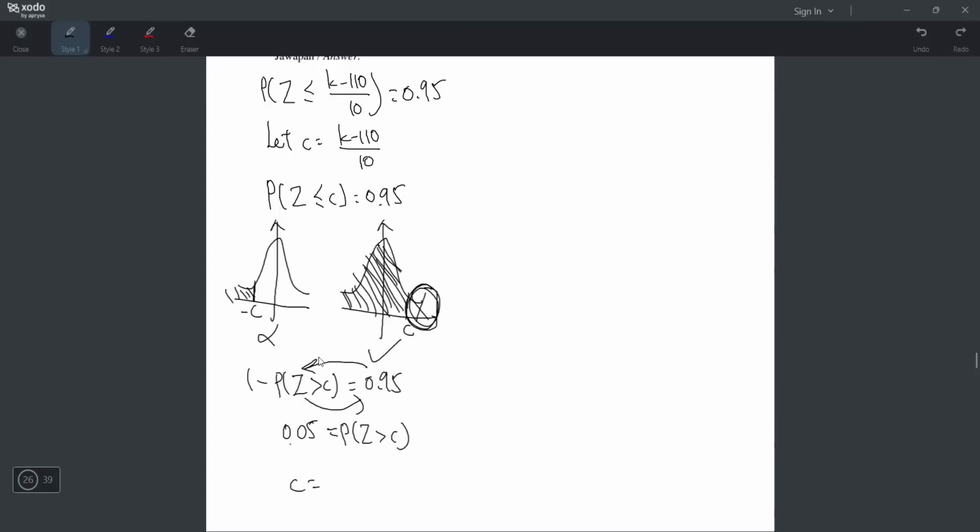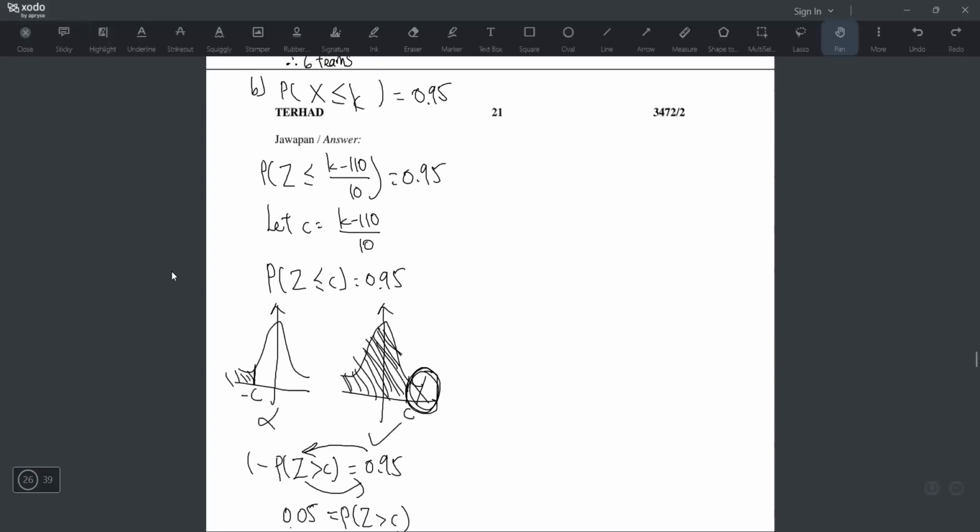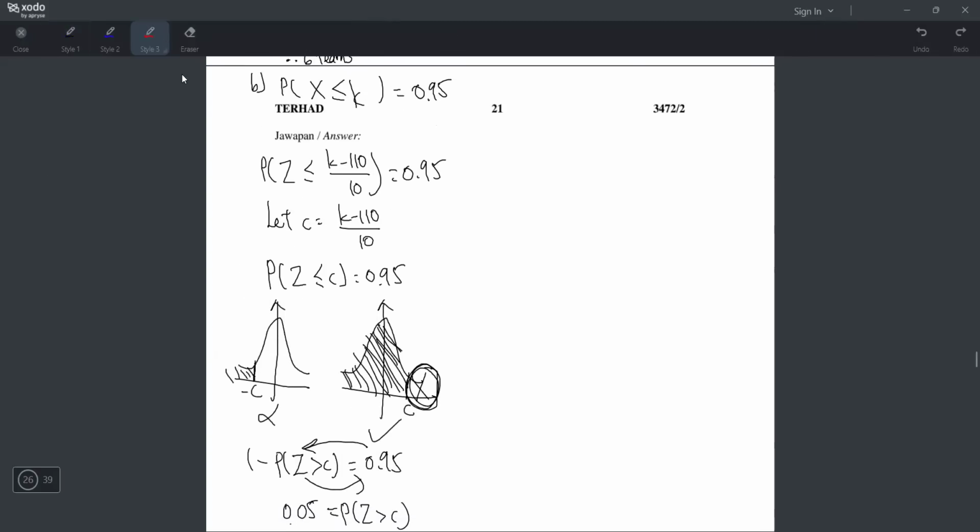And now you can read the table. Okay. But this question asked us to sketch, right? So I will use red color to sketch for you now. So how do you sketch? Okay, you look here, right? So the sketching will be like this. Okay. And the C is actually K minus 110 over 10. So let's do that. K minus 110 over 10.